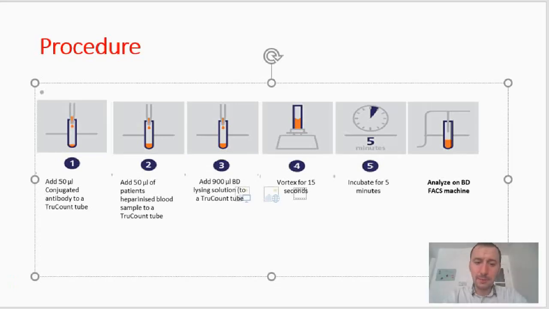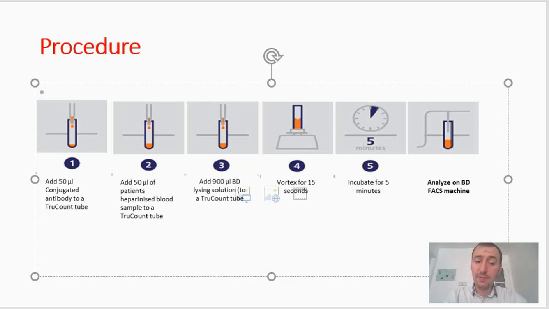So from a practical point of view, what would happen is, as I said, the clinician would obtain the blood tube. They would have 50 microliters of conjugated antibody to a true count tube. They would then add 50 microliters of, start again.